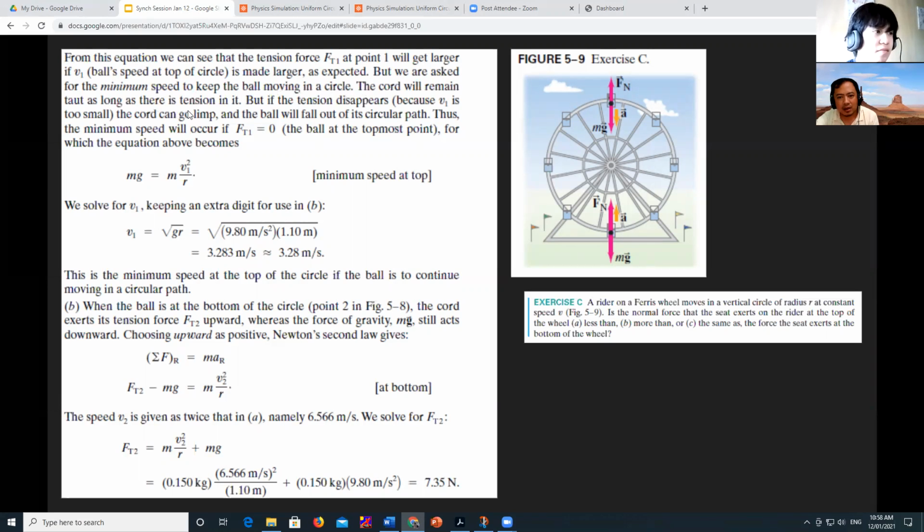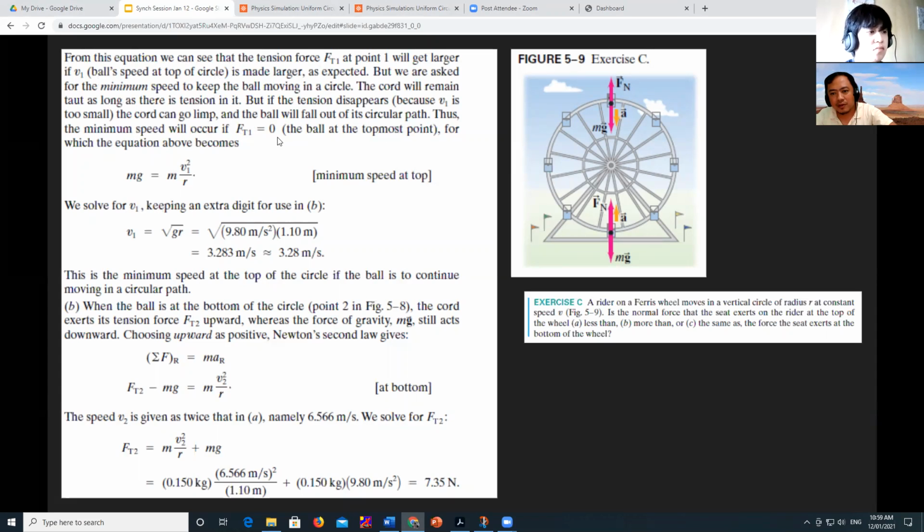The cord will remain taut as long as there is tension in it. It stays circular as long as there is tension. But if the tension disappears, the cord can go limp and the ball will fall out of its circular path, so it will not be circular. So the minimum speed will occur if T1 is equal to 0. The minimum is the point where there is no tension, because the minimum is where tension is just about to appear. So to solve this, the minimum is obtained by removing the tension.